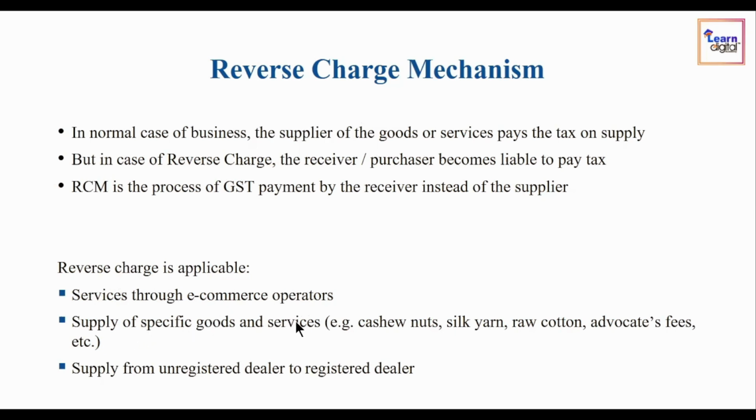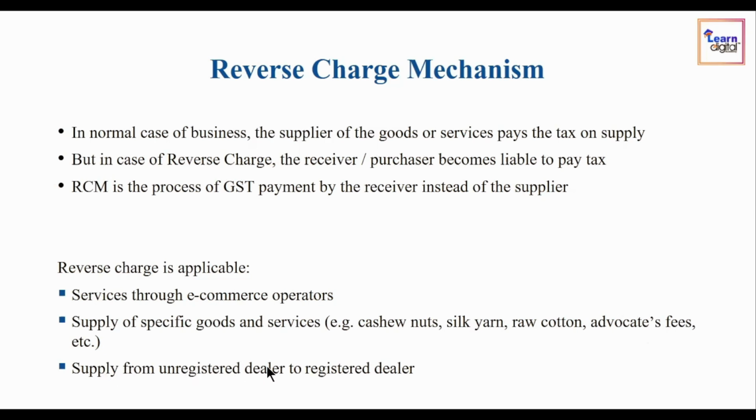Supply of specific goods and services, for example, cashew nuts, silk yarn, raw cotton, or paying to advocates as a fee, legal charges, all those things. These types of goods and services attract RCM. It means the seller of these products or the service provider does not collect GST, but the receiver of these products or services pays this GST directly to the government.